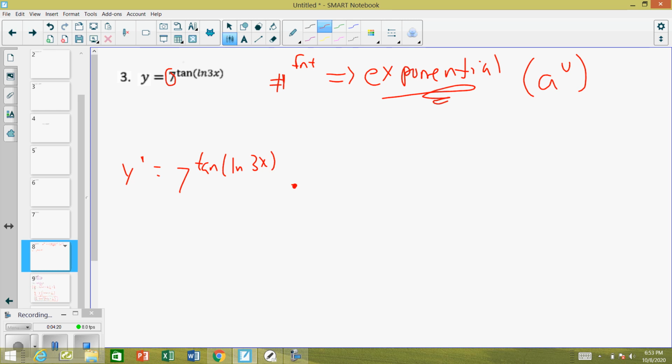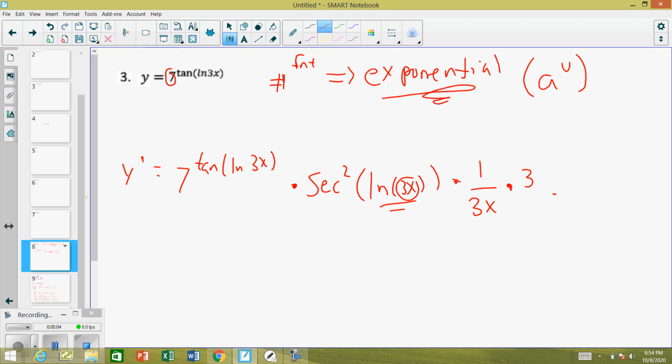And then we multiply by the derivative of the inside, or the derivative of the power. The derivative of tan of ln of 3x, there's a lot of chains there, is going to be, take the derivative of the outside, so it's the secant squared of ln of 3x, and then multiply by the derivative of the inside, which the derivative of ln of 3x, there's another chain within that, is going to be 1 over 3x, and then times the derivative of the inside of that, which is 3. So the derivative of all that power is secant squared of ln of 3x times 1 over 3x times 3. You got to do chain rule twice there.